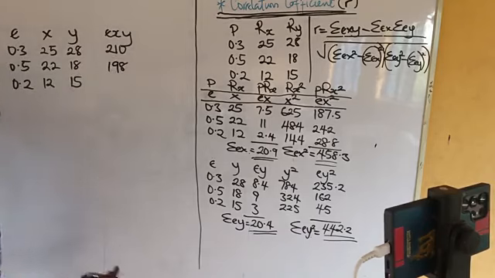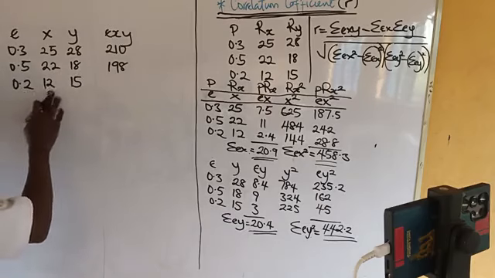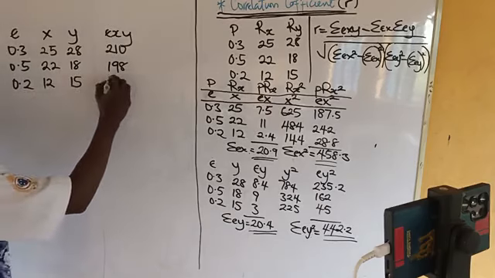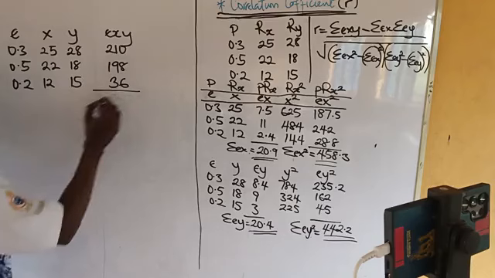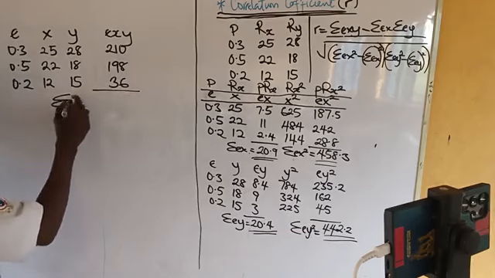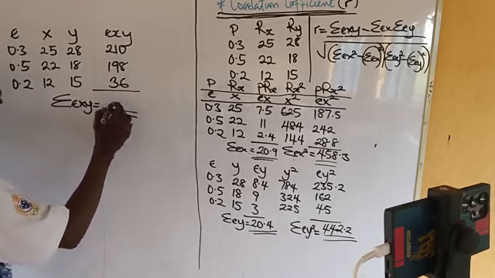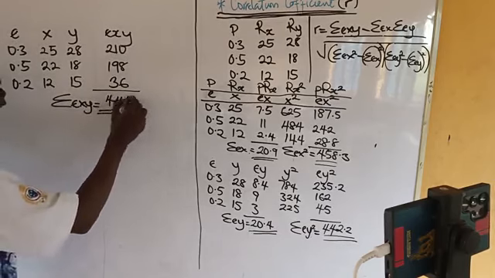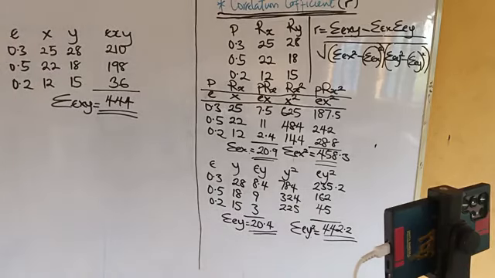Don't worry, I can see how you have raised up your hand. So let's just finish this. 0.2 times 12 times 15 is 36. So let's solve it together. It will now be summation of EXY equals 444. Okay, the person that just raised your hand up, what do you want to ask?